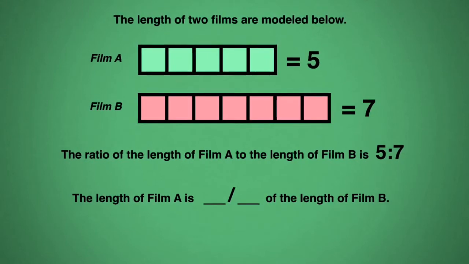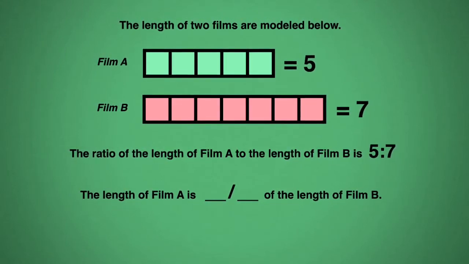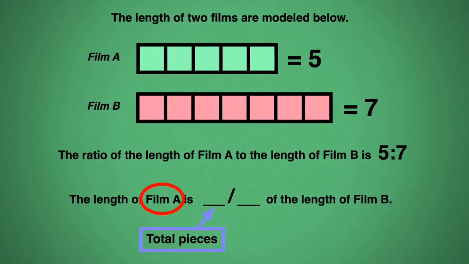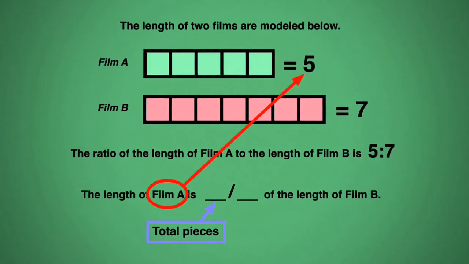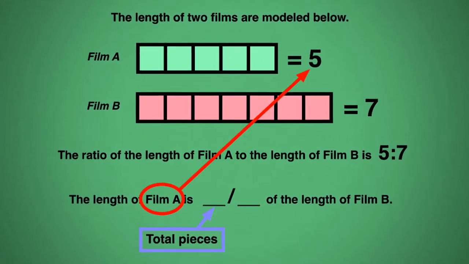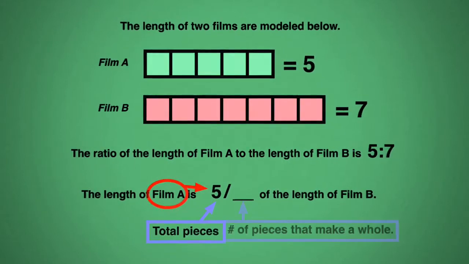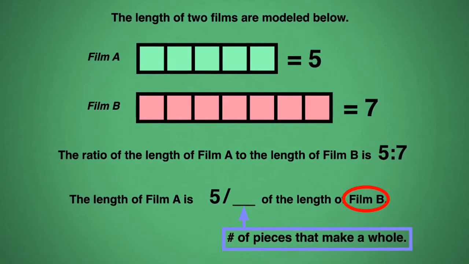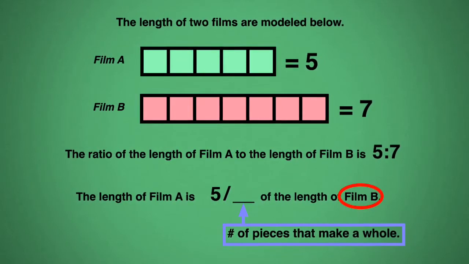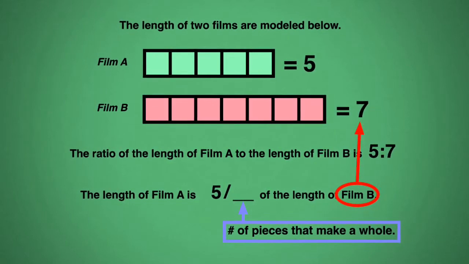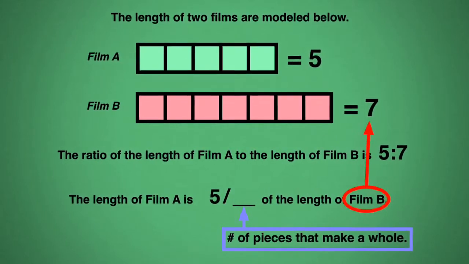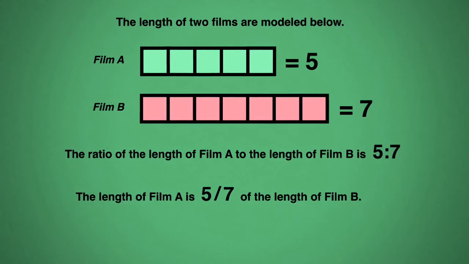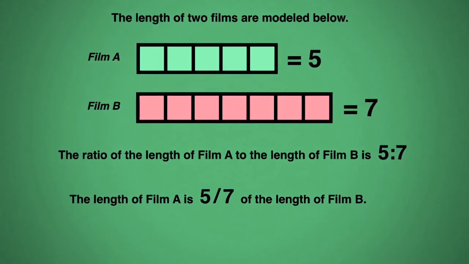So then, the length of film A is what value of the length of film B? Well, remember, the numerator of a fraction is always telling us the total pieces we have. And so how many total pieces do we have for film A? The number of units or pieces for film A is 5. So we plug that in as our numerator. And now for our denominator, telling us the number of pieces that it takes to make a whole, we simply look at film B and find out how many pieces it has, because that's how many make a whole. And we know that film B is a length of 7, and so we can plug it in for our denominator and see that the length of film A is a value of 5/7 of the length of film B.